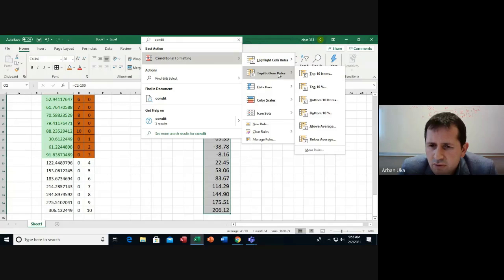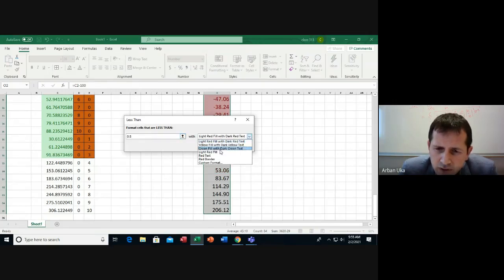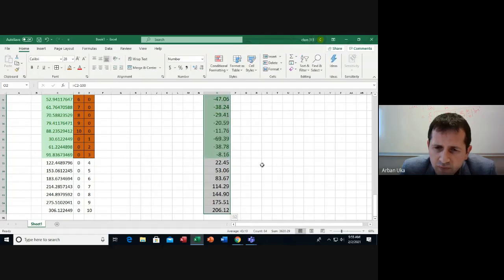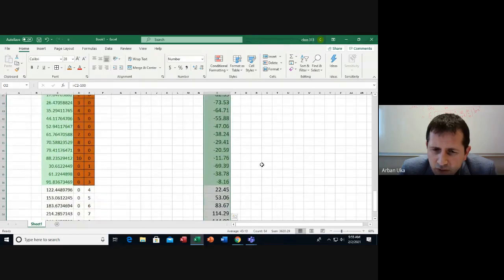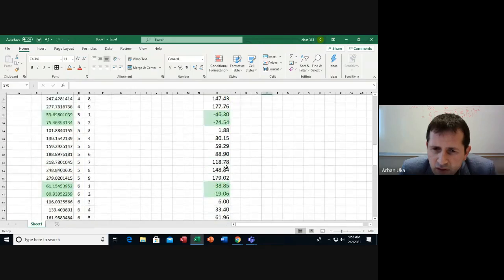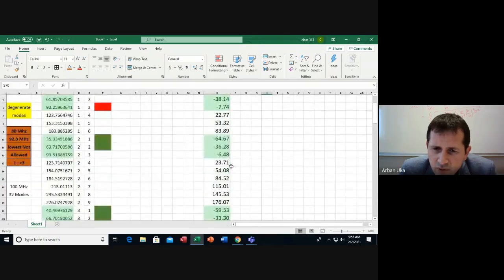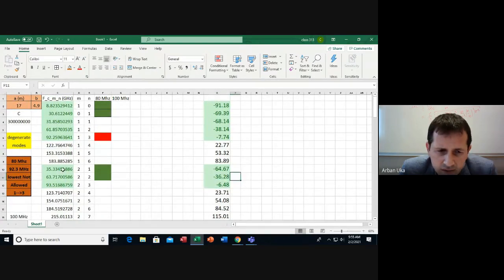Bottom, above average, more rules. Okay, apparently we can even set less than. Let's say 0.8. Okay, we want to make them green. So which one is it? It should be a positive number and smaller than 0.8. So we said it's even smaller than 1. These are all negative numbers. We are not interested in these. We want something higher because these negative numbers, they are propagated.